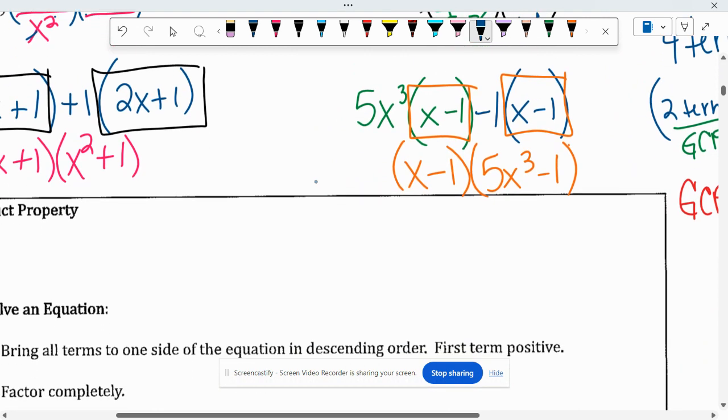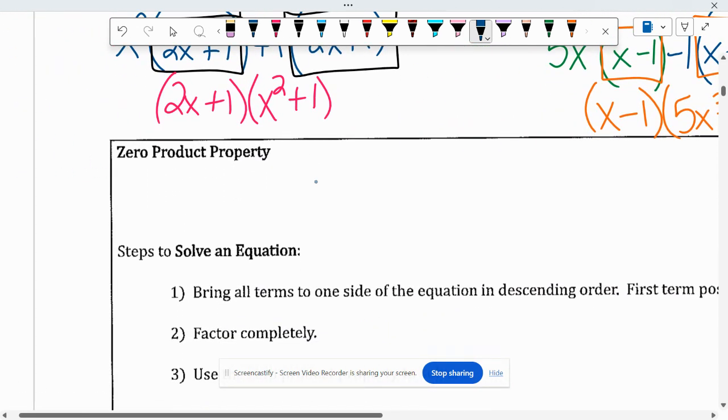I'm going to stop right here. We'll do the zero product property tomorrow. I'll finish up with the zero product property tomorrow.